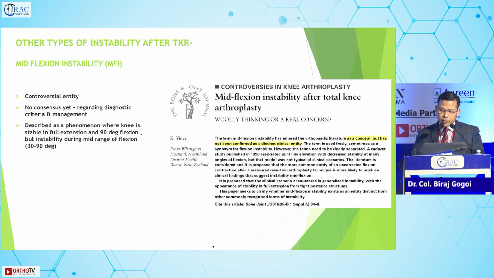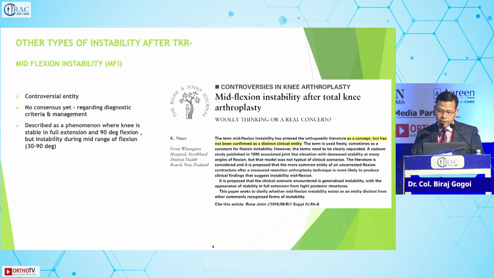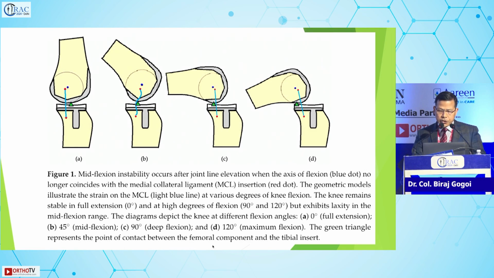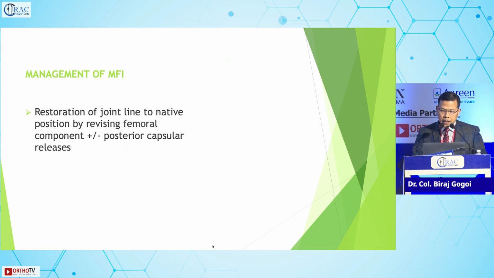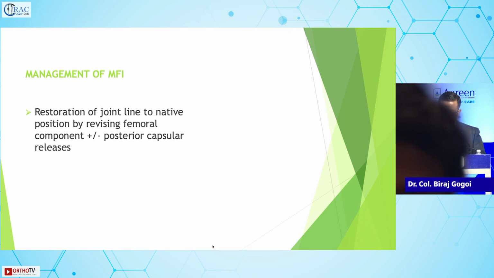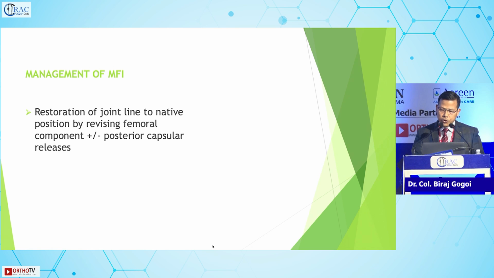It is described as a phenomenon where the knee is stable in full extension and 90-degree flexion, but instability during mid-range of flexion, that is 30 to 90 degrees of flexion. MFI occurs when joint line elevation leads to non-coinciding of the flexion axis with the MCL insertion point. The most common situation causing this is usually an arthritic knee with FFD that is replaced by resecting additional distal femur, while posterior releases and posterior osteophyte clearance have been suboptimal.